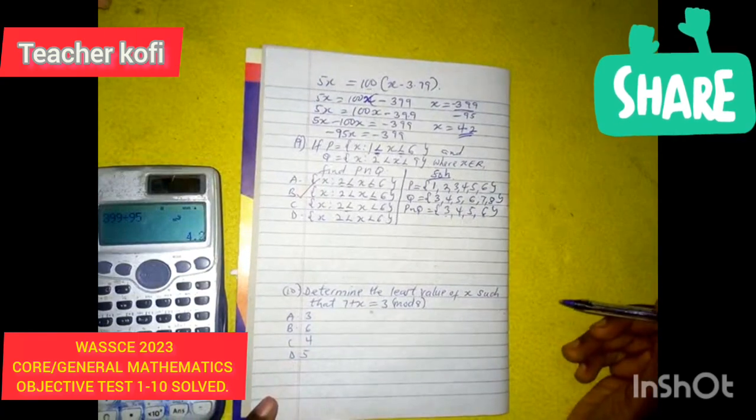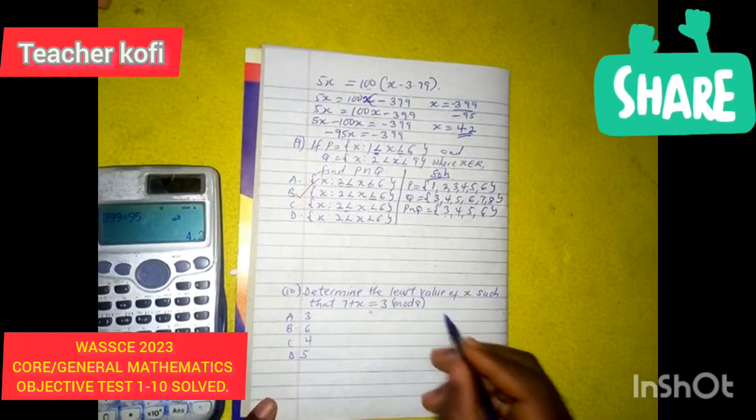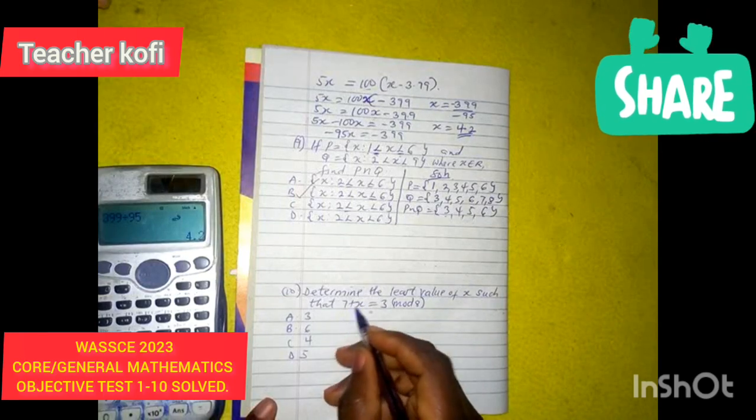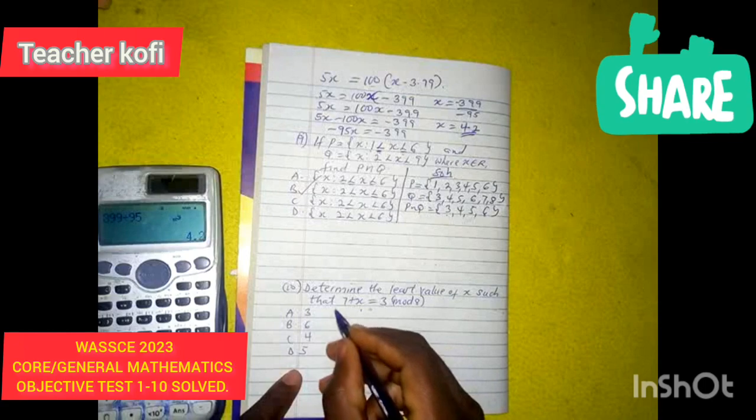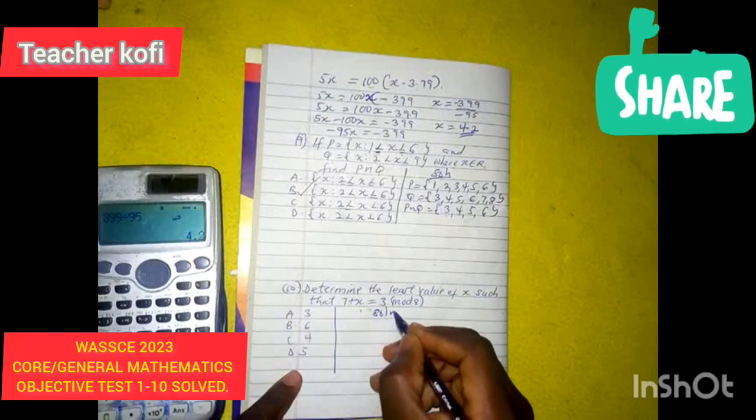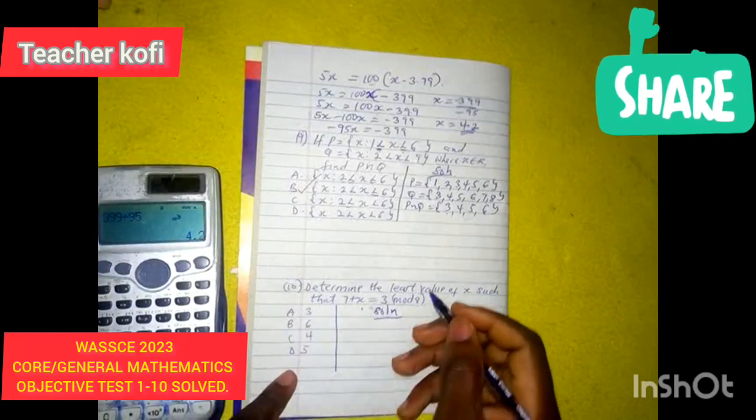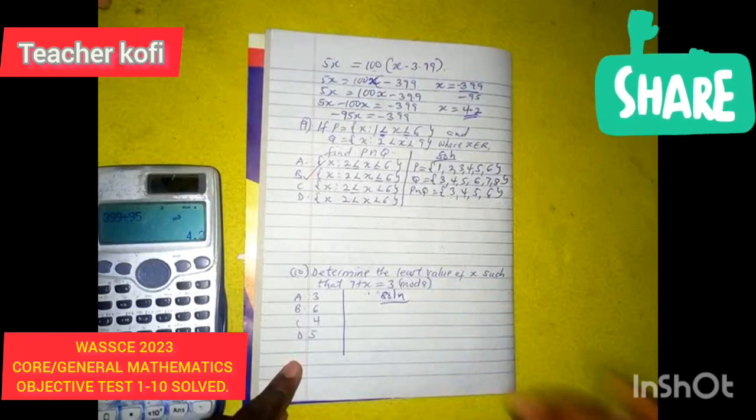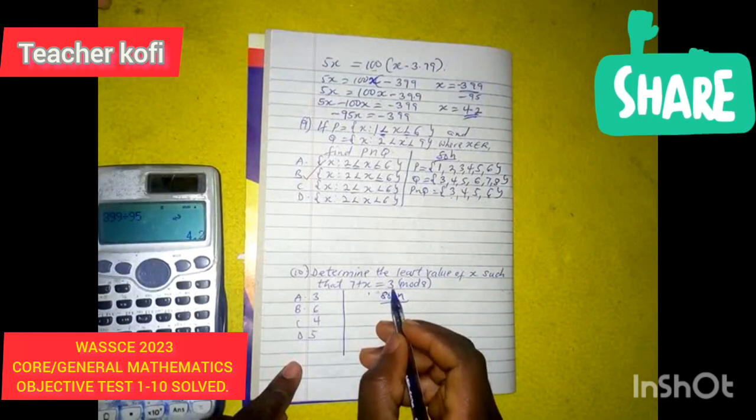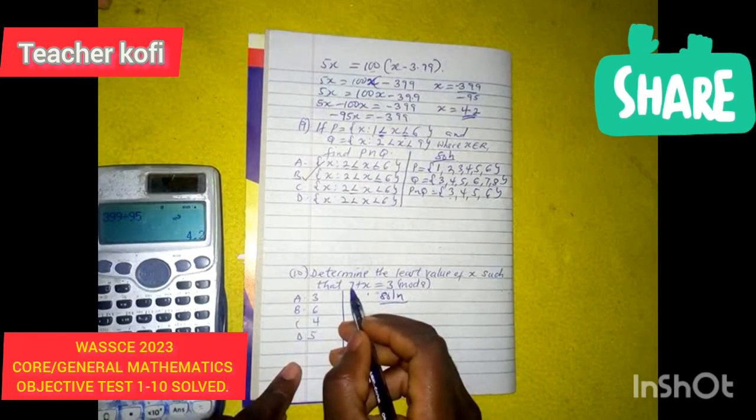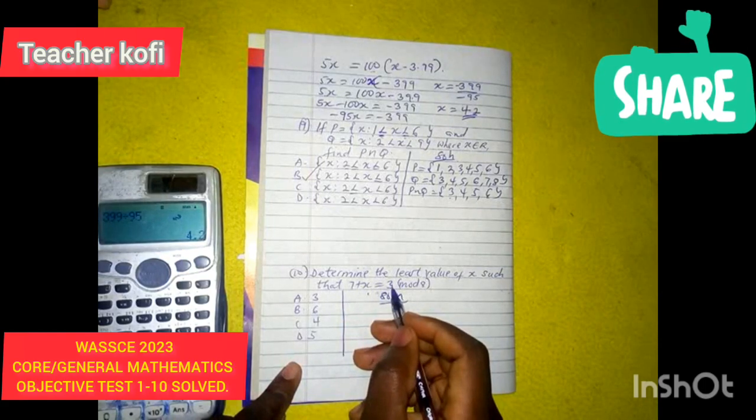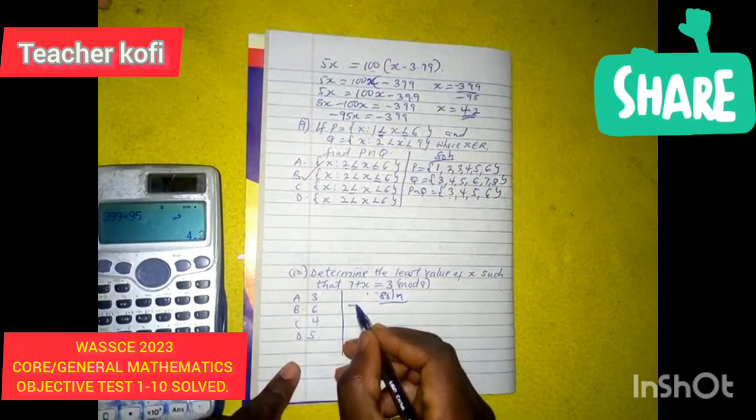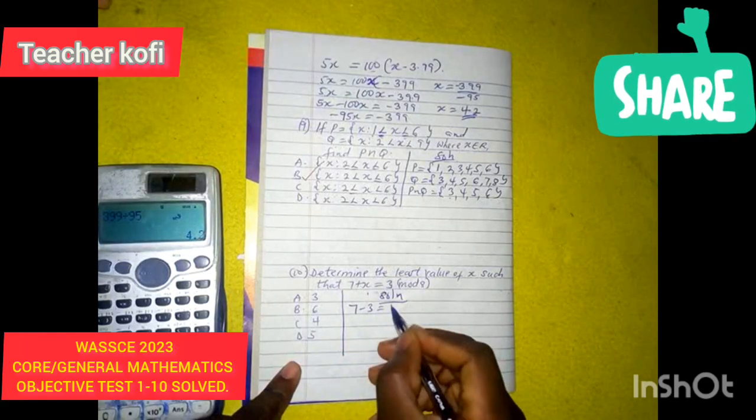Let's go to question 10. Determine the least value of x such that x plus 4 equals 3. When you are given such a question, first of all, bring this across to this area. So it will be 7. Bring this to this side, so it will be 7 minus 3, to give us 4.